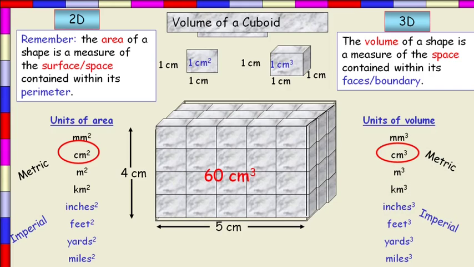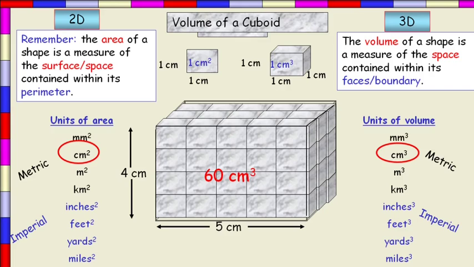So this cuboid is completely filled up. After filling 60 cubes of 1 centimeter cube each, it means the total volume of this cuboid is actually 60 centimeter cube.